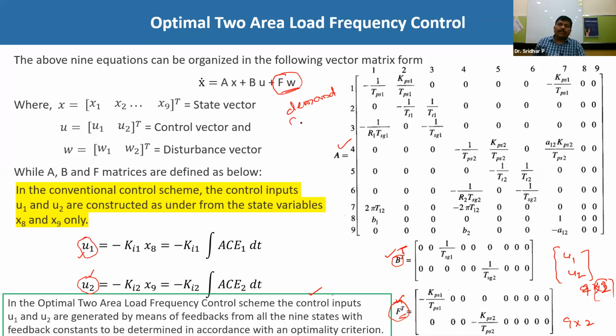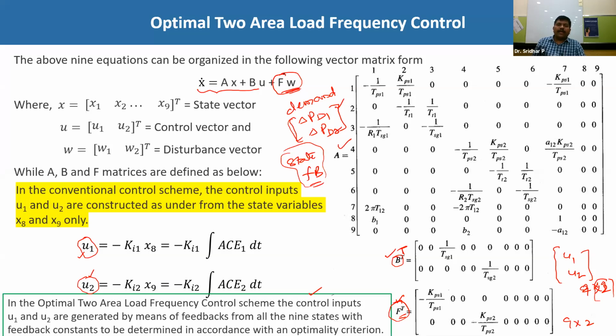How many demands have we assumed? Delta PD1 and delta PD2. If you are talking about the system itself, we can eliminate them by taking some suitable state feedbacks. Now this is beyond our scope at UG level, so we are not going to discuss elimination of this demand vector or FW. As everybody knows, the state space model is nothing but x dot is equal to AX plus BU. But additionally, the FW vector came into the picture in the two area load frequency systems.